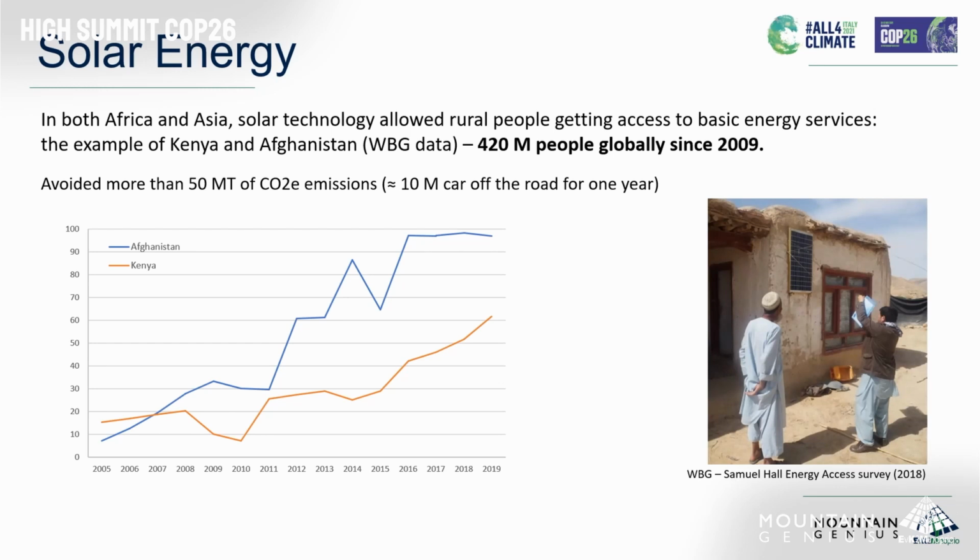Overall, the bank estimates that over 420 million people gained access to electricity thanks to solar in the past 10 years. So there are still 800 million to go, but at least 400 million gained access to it. This, of course, saved a lot of CO2 emissions, an estimated 50 million tons. And this is just an image our consultant took in Afghanistan.